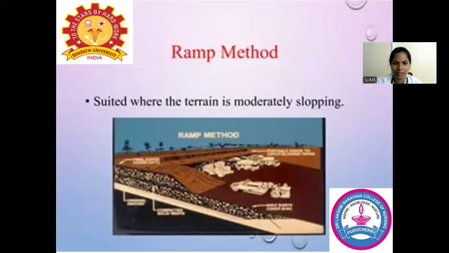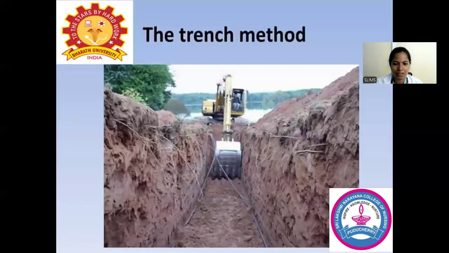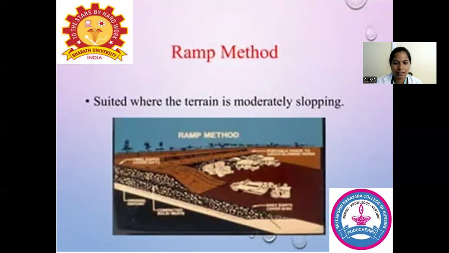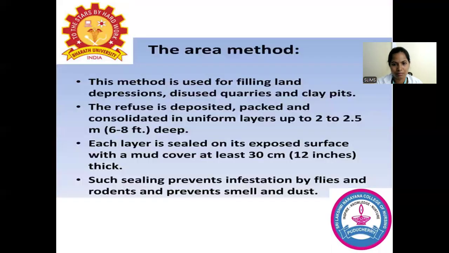Next is the ramp method. Ramp method is suited where the terrain is moderately sloping. These sloping areas are filled with refuse. That is the ramp method. Whereas in trench method, we are purposefully making a dig, here in ramp method, the available places such as the slope or any depressed area are covered with the refuse. That's the main difference between the ramp method and the trench method.